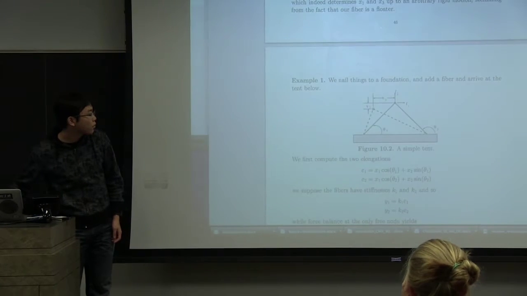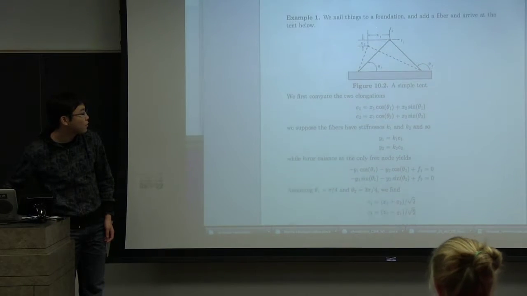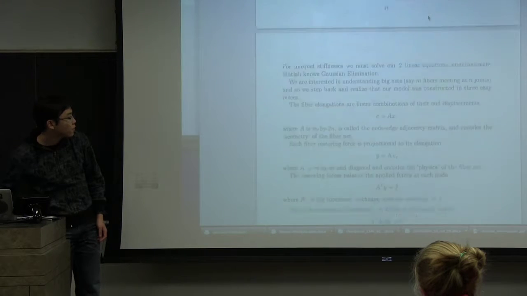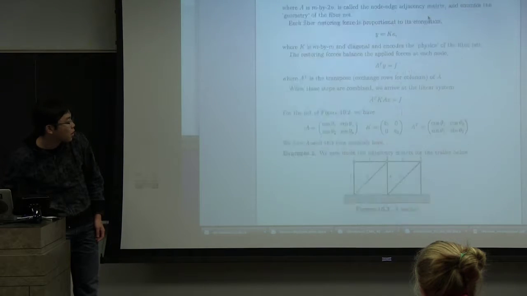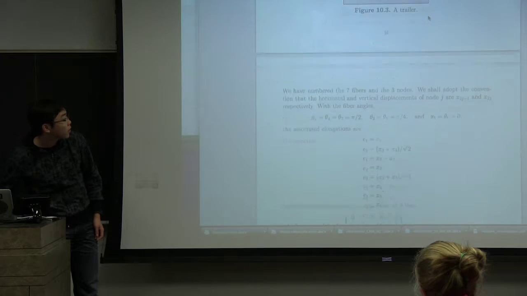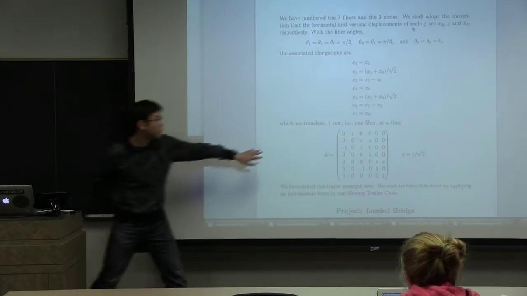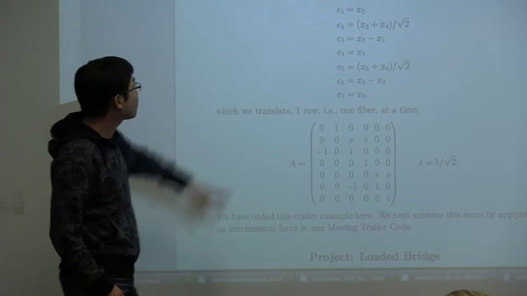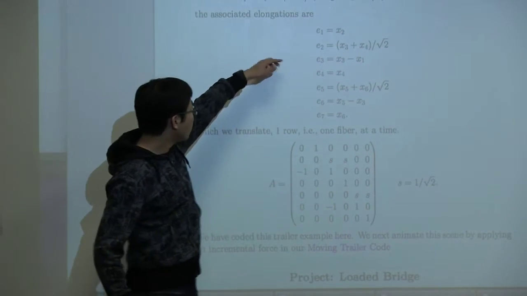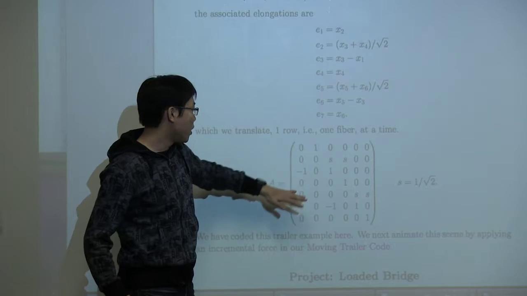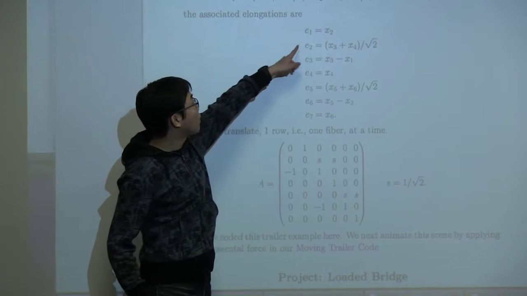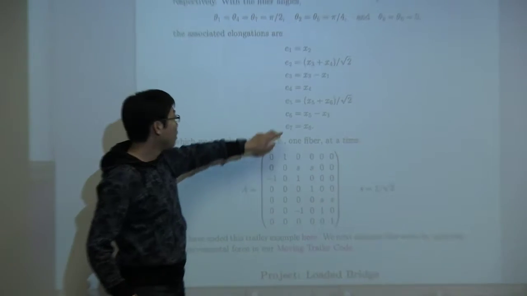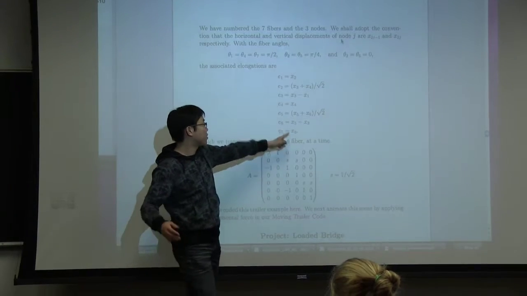And here it is trying to give an example of a change. Pretty straightforward. The most interesting part of this assignment, I think, is building this matrix. And this matrix comes from this thing. Each row is basically information about each of these elongations, E1, E2, all the way to E7, and the x's are displacements.